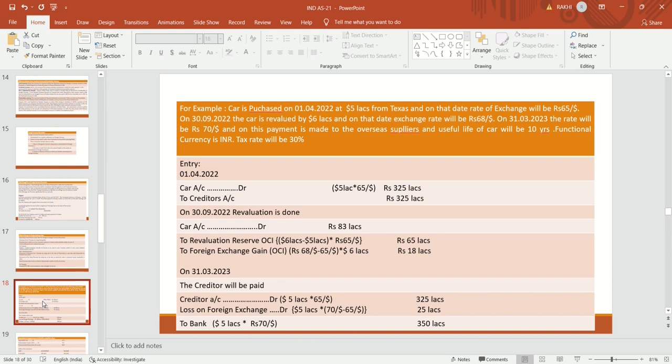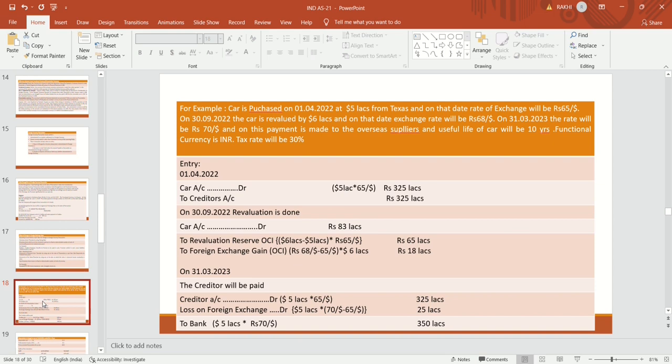So in this case we have multiple transactions. Firstly, we have to make the initial recognition of purchase of the asset. Then we will make the recognition of revaluation, because revaluation is made during the year. Then we will pass the closing entry, closing exchange fluctuation on the date. Then we will make the payment entry. The payment is also made on 31st March. We also charge depreciation on it, and we also create DTA on it, because the tax rate is given at 30%.